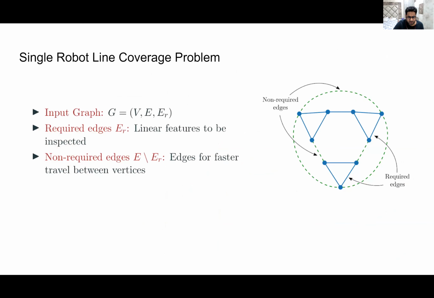We model the problem as a graph. We have two sets of edges. First is the required set of edges, which correspond to the linear features to be inspected. We also have non-required edges that the robot can use for faster travel between the vertices.